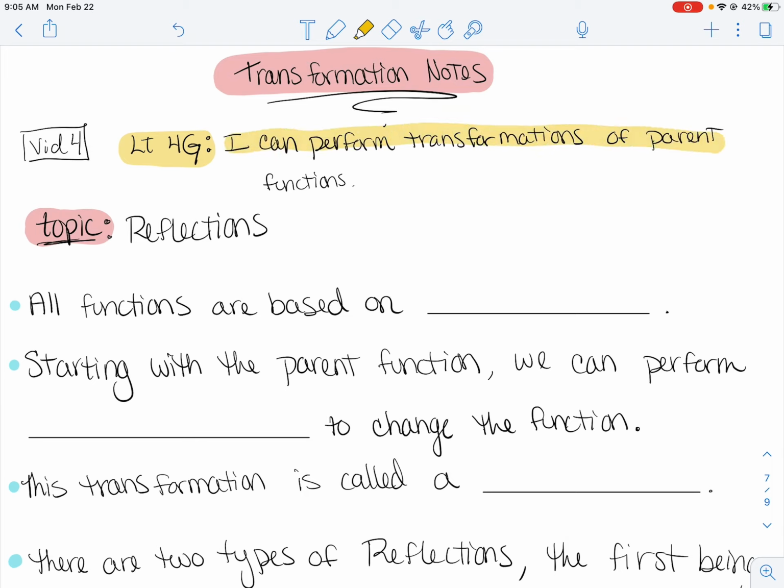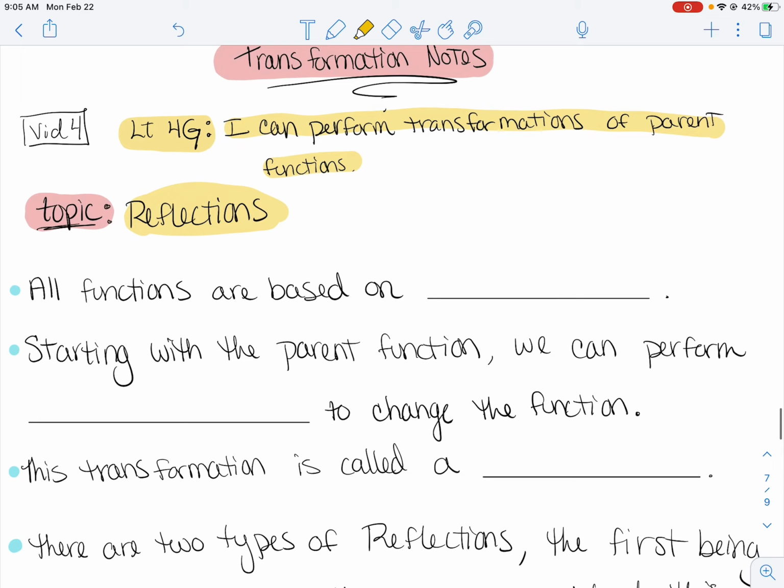So your learning target is 4G. I can perform transformations of parent functions, and we're going to focus on reflections for your group. So last class we learned about all the different parent functions. Those are like your mama and your papa functions. Those are the basic standard functions centered around 0.